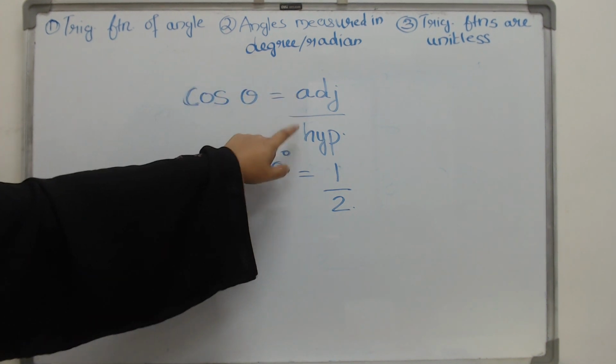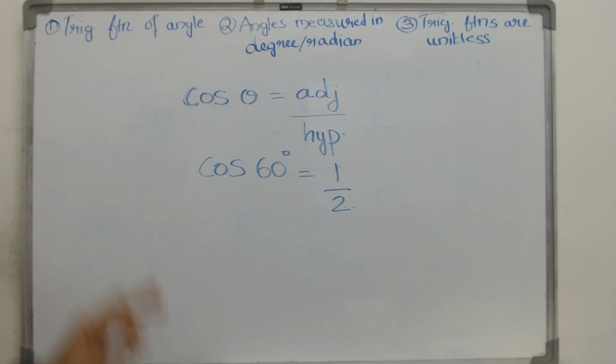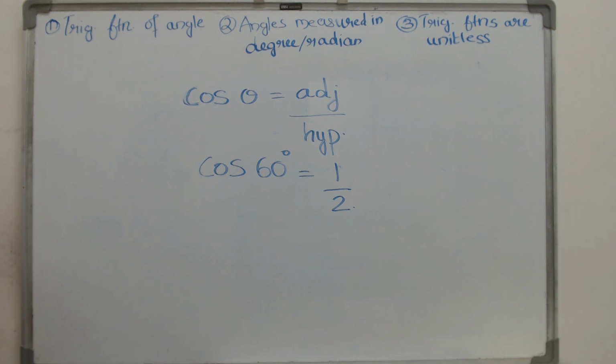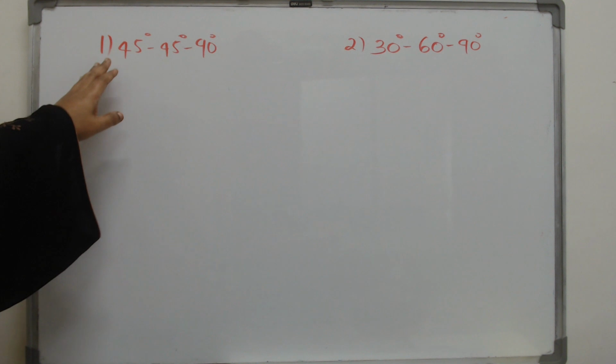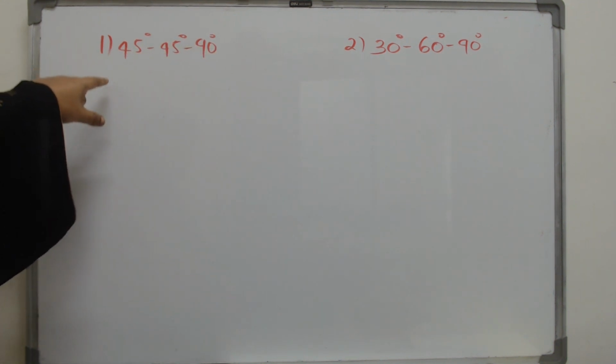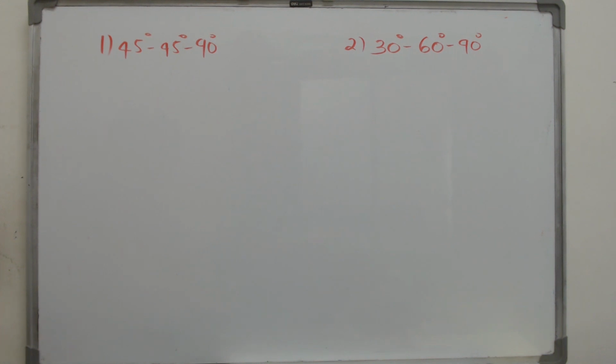Your sides are measured in meter, kilometer, whatever. But your final answer will have no unit. Now we are going to study two special types of triangles. If you notice, I have written down only their angles. We have no information about their sides.